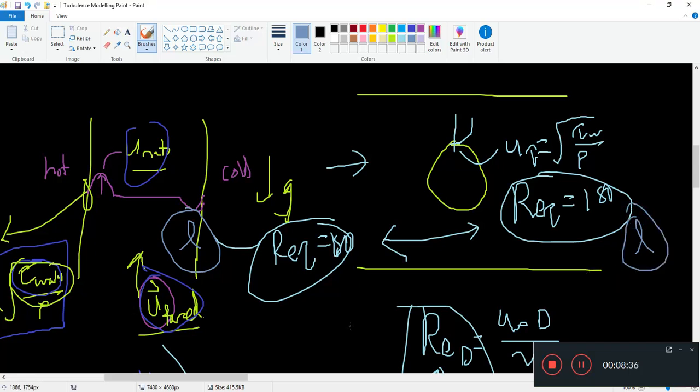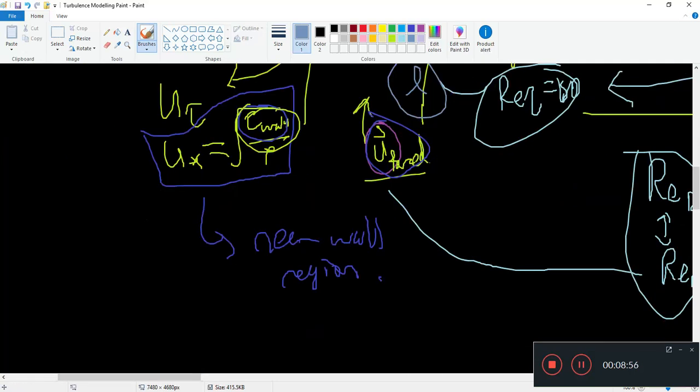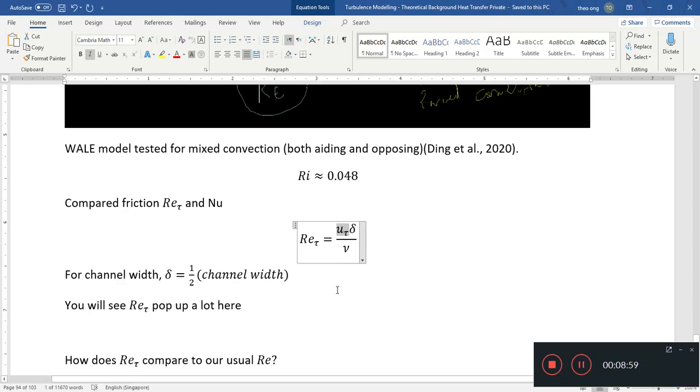Alright, so that's the usefulness of the friction Reynolds number. It eliminates some discrepancy in having to choose a velocity scale. You still have to choose a length scale in order to make a proper comparison between this flow and this flow, but having this friction Reynolds number helps to eliminate some of these discrepancies. Now for channel flow, which is the case here for Ding's paper, the delta, the length scale here, is actually half the channel width.